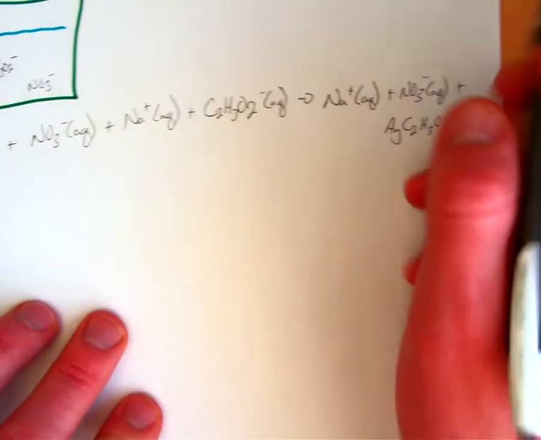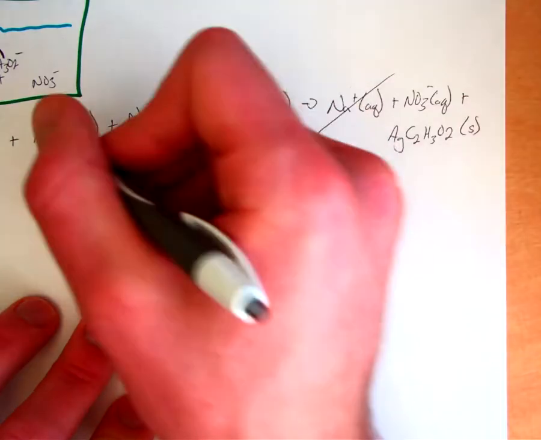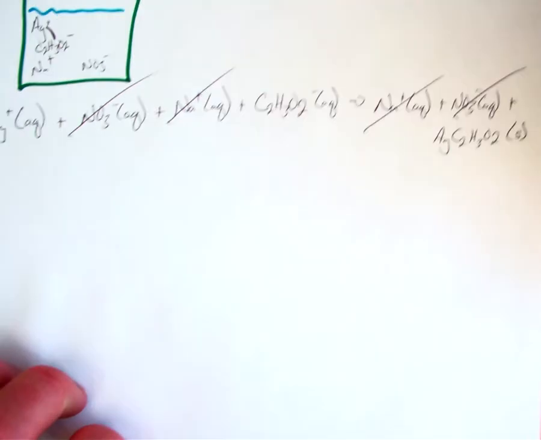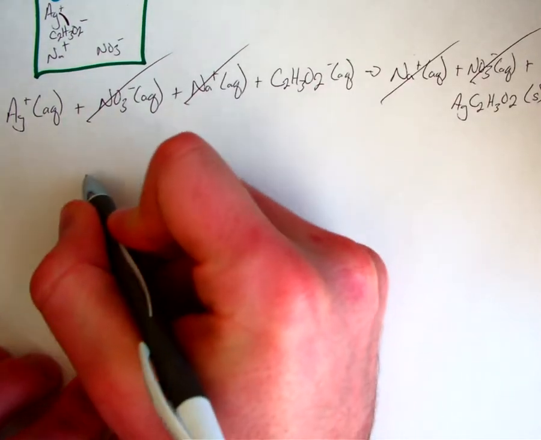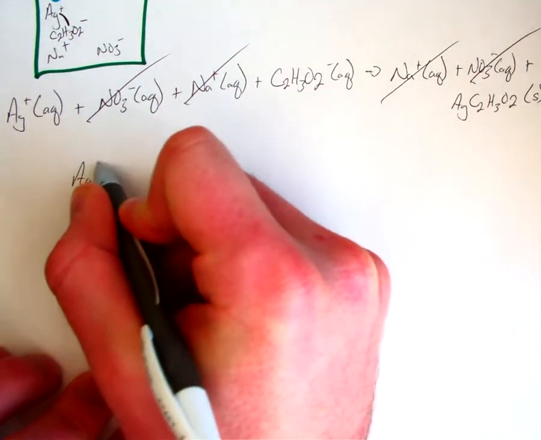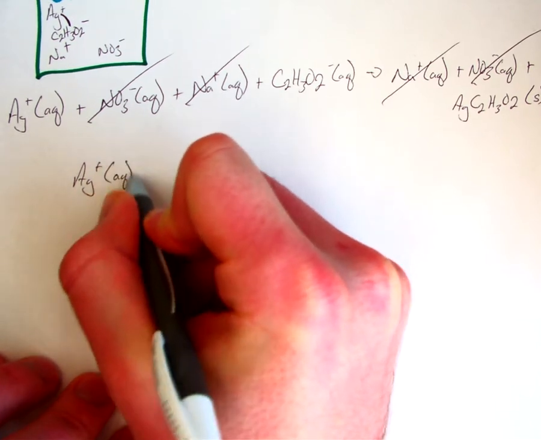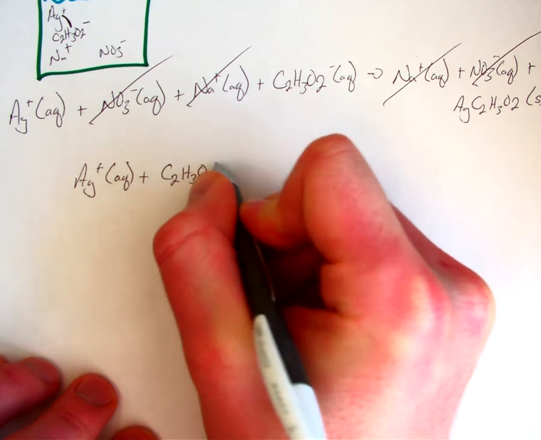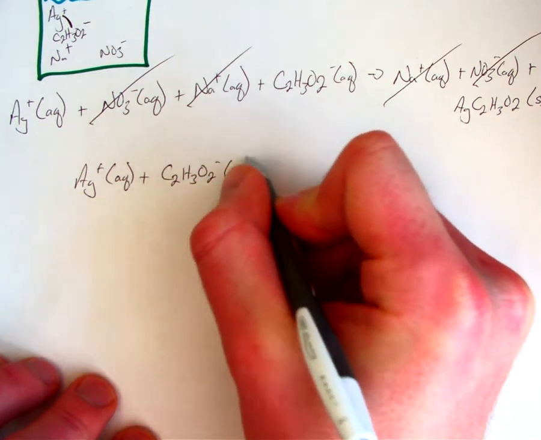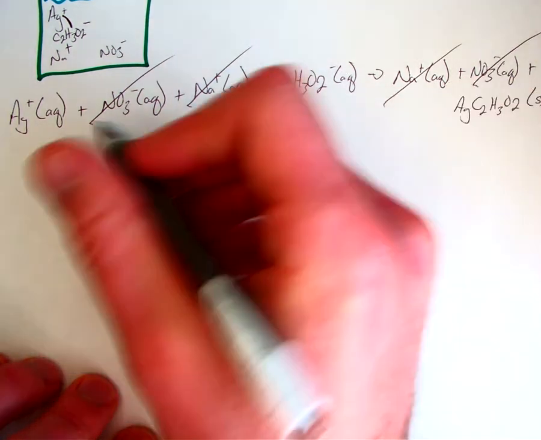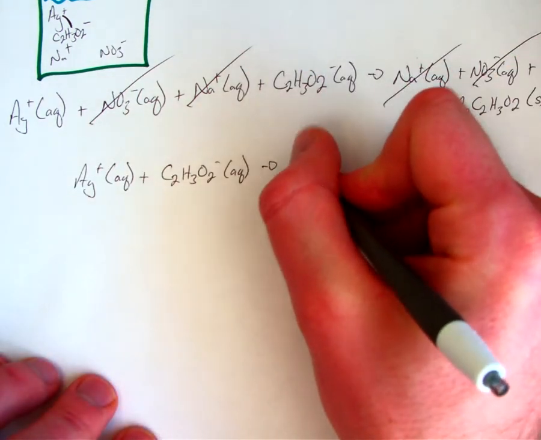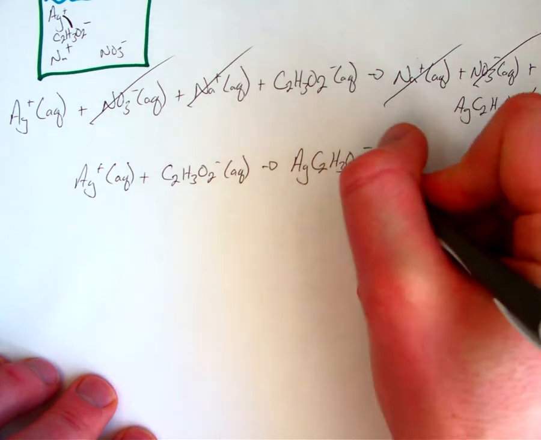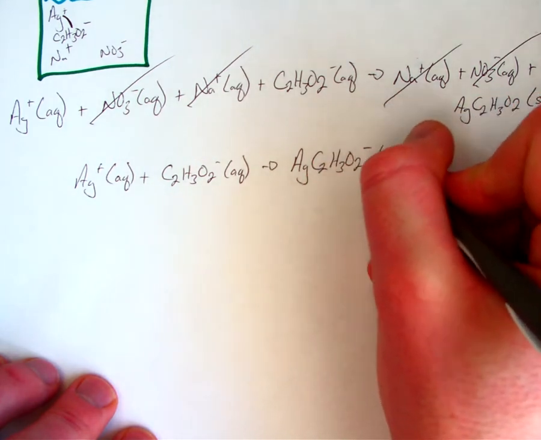Now, again, when finding our net ionic equation, we can ignore sodium, we can ignore nitrate, because they're present on both sides. So, we're going to take a look at silver plus acetate, C2H3O2 minus, and that forms our precipitate, AgC2H3O2, and again, that's our solid.